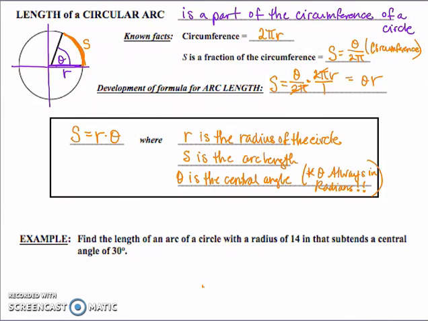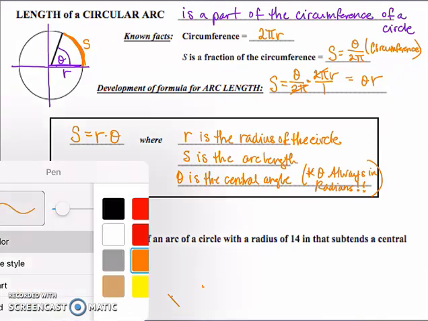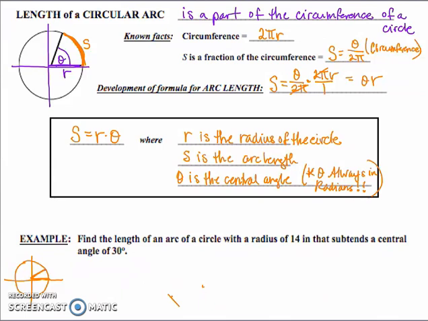If we look at our example here, it says to find the length of an arc of a circle with a radius of 14, so not the unit circle, right? Because it doesn't have a radius of 1, it has a radius of 14 inches that subtends a central angle of 30 degrees. We could draw a little picture. It's not necessary, but you know, we like to draw pictures. So here's our circle. Here's our angle of 30 degrees. So we're looking for that little distance right there, that little arc length.